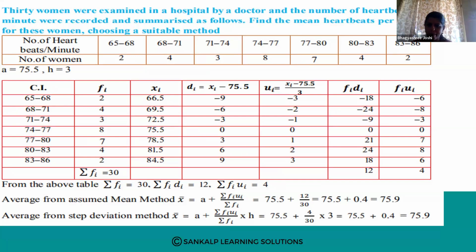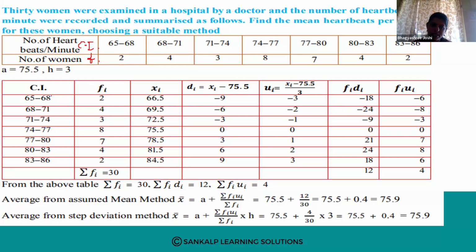Yes. 30 women were examined in a hospital by a doctor and the number of heartbeats per minute were recorded and summarized as follows. Find the mean heartbeat per minute for these women, choosing a suitable method. So the number of heartbeats per minute is the class interval they have given, and the number of women is the frequency F.